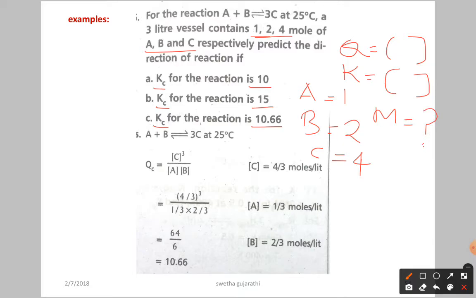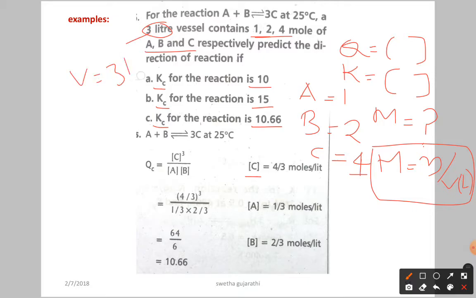The molarity formula, as you know very well, is n by V, where V is taken in liters. If it is in mL, then you have to multiply by 1000, as we already discussed in the solution chapter. Now for C, the number of moles is 4. The volume of the vessel is 3 liters, so you write this formula.